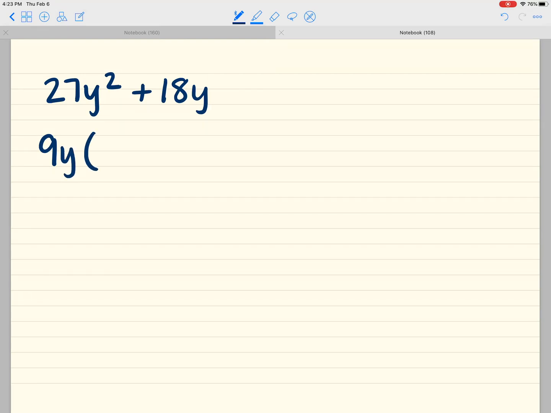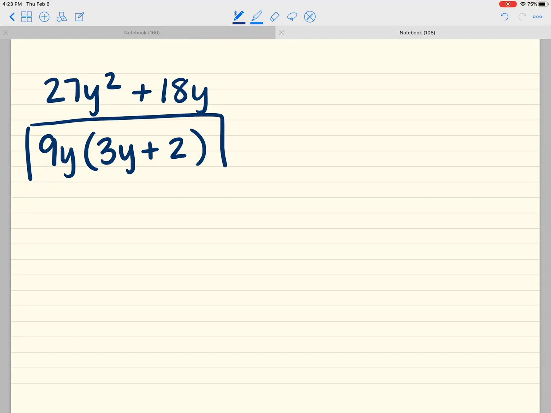Would be 9y. All right, so then you would leave in parentheses whatever you would have left after you divide each term by 9y. So 27 divided by 9 would give you 3, and then if I take y away, then I would be left with just 3y. On the other one, if I divide 18y by 9y, that would leave me with just 2. Now, here's how you can think about it. If you took what was in front and distribute that back in, would you be left with your original answer?